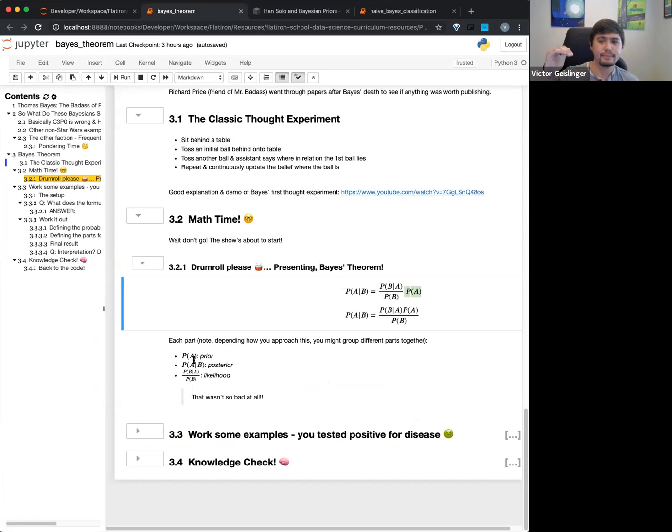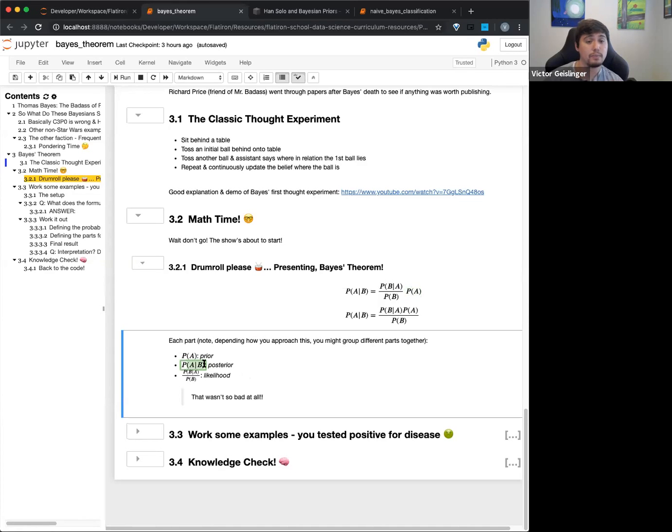But our P(A) is our prior knowledge. So it's something that we already know. So it's something like how badass is Han Solo, or how likely is our coin flip, from our prior knowledge. Oh, it's a 50-50 chance. So P of heads would be 50, or 0.5.